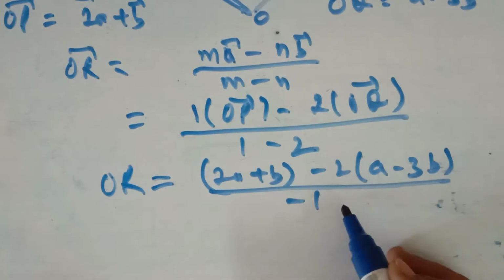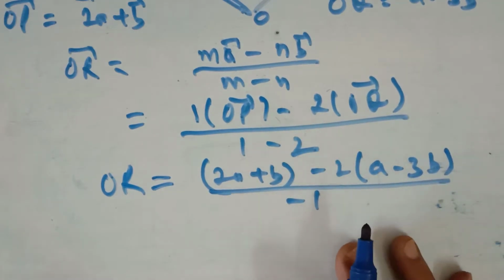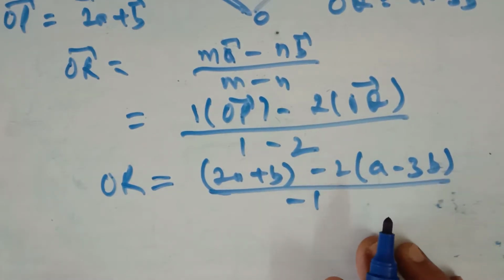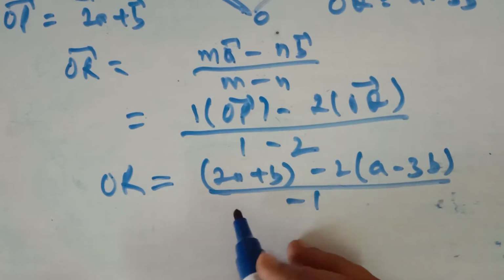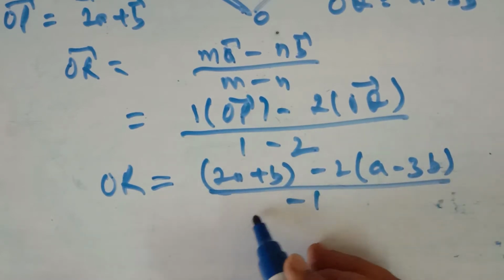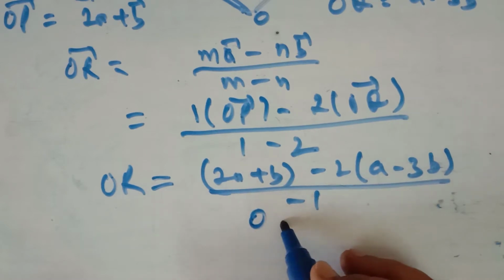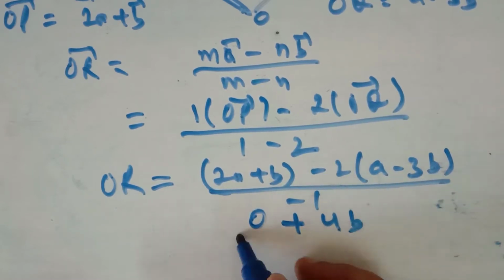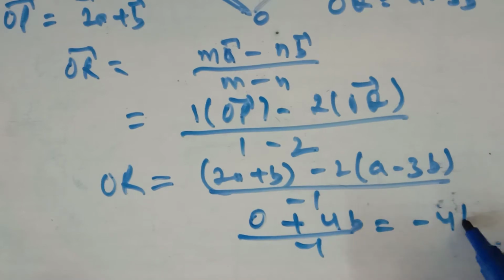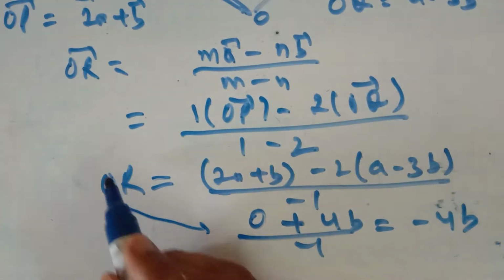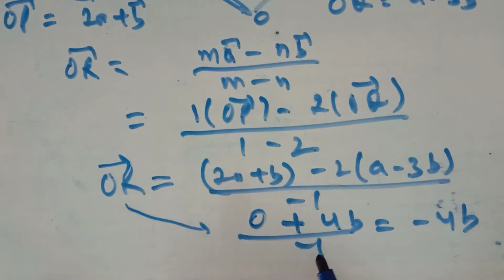So 2a minus 2a will be equal to how much? It will be equal to 0, plus 4b upon the difference of the ratio, that is minus 4b. So this is the position vector of R.